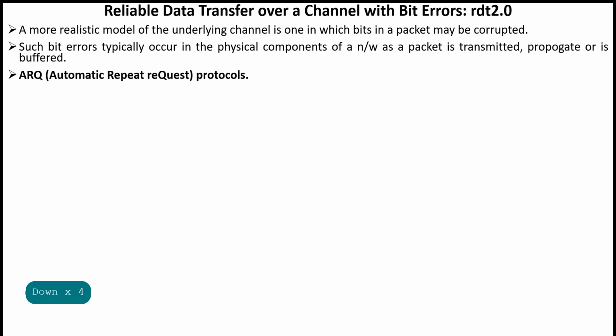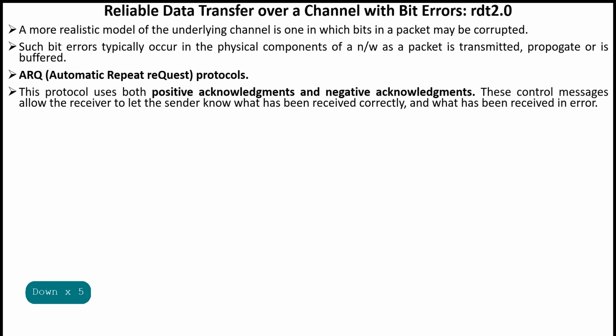Here we are using ARQ protocols, that is automatic repeat request protocols. This protocol uses both positive acknowledgements and negative acknowledgements. These two control messages allow the receiver to let the sender know what has been received correctly and what has been received in error.